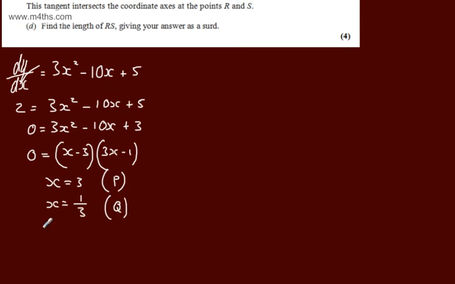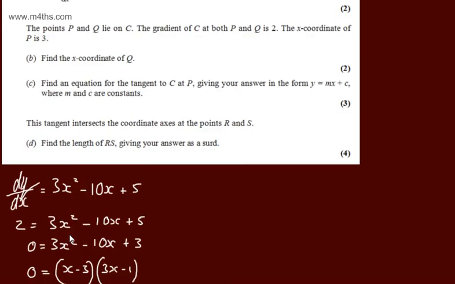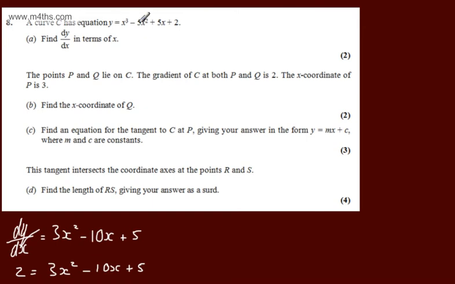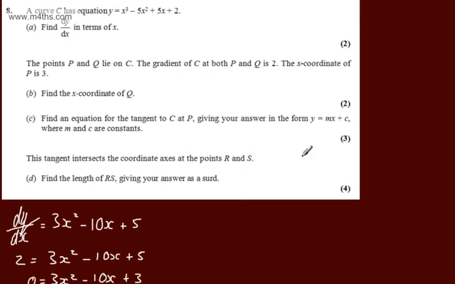So we could write that Q has the coordinates 1/3, y. If you wanted to find the y-coordinate, we could simply sub 1/3 into the equation for C. We're only asked here to find the x-coordinate. In part C, we need to find an equation for the tangent to C at P, giving our answer in the form y is equal to mx plus c, where m and c are constants. The question carries 3 marks.